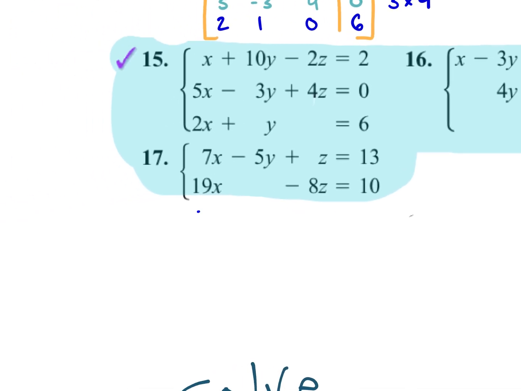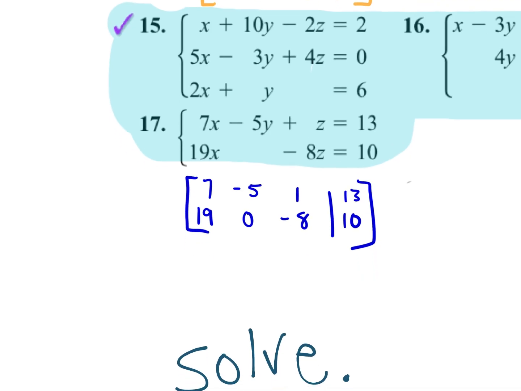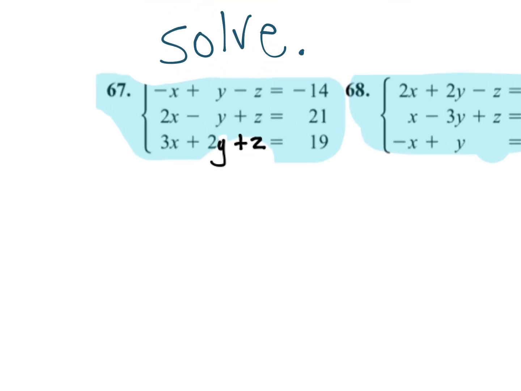All right. Let's do 17. What would the first row be? 7, negative 5, 1, 13. Perfect. What about the second row? Awesome. 19, 0, because we don't have a y. Negative 8, 10. Sophia, what are the dimensions of this matrix? 2 by 4. Perfect. All right, 67 and 68, we're going to solve.